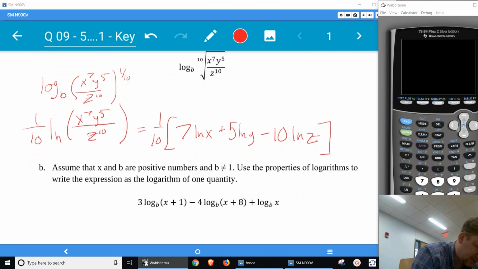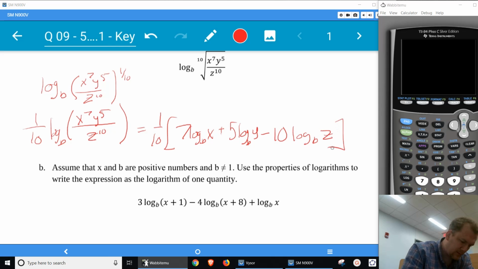These aren't natural logs, I'm sorry. They're log base b's. There. Log base b. Okay.